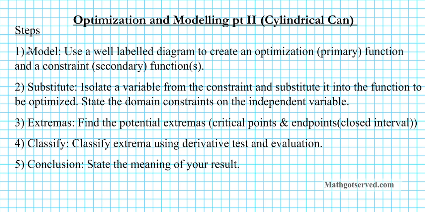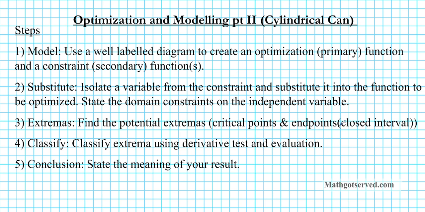So step 1 is you want to model the situation using a diagram or a graph, and then you want to create your optimization or primary function and your constraint functions. Step 2, you're going to substitute an isolated variable from your constraint or secondary function into your optimization or primary function. Step 3, you find the potential extrema by looking for critical points and endpoints.